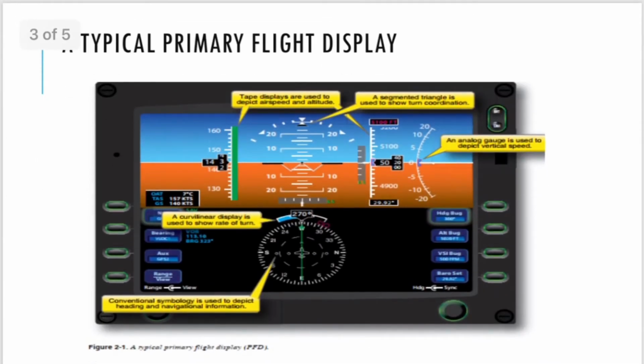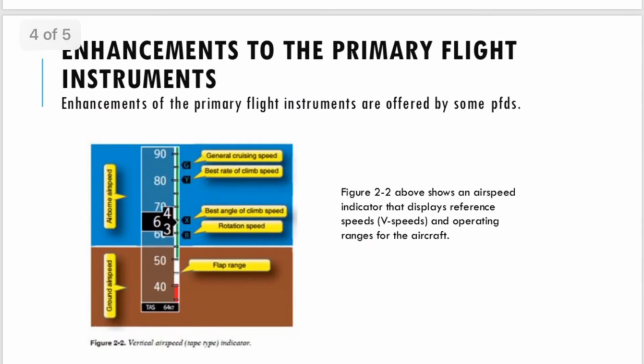So a typical primary flight display includes the vertical tape displays that appear on the left and right sides to present the airspeed and the altitude indication. It also has a segmented triangle near the top of the altitude indicator to show the turn coordination, and it also has a curved line display at the top of the heading or navigation instrument to show the rate of turn indicator.